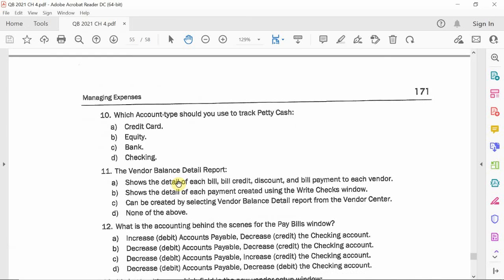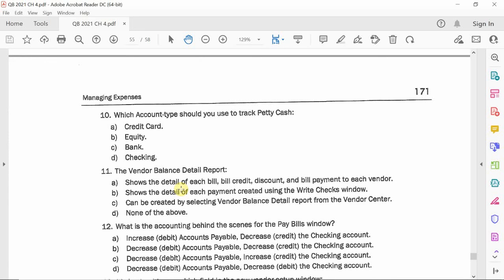All right, number 10. Which account type should you use to track petty cash? My answer is D. D, checking. Is a petty cash your checking account? I don't think so. No.